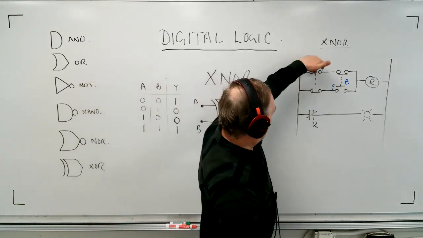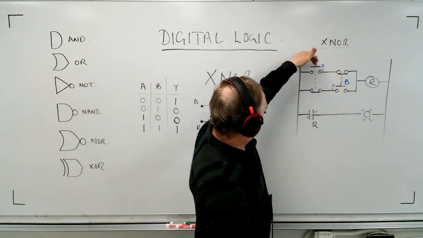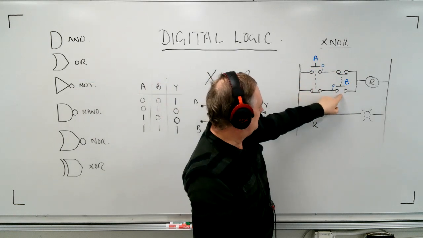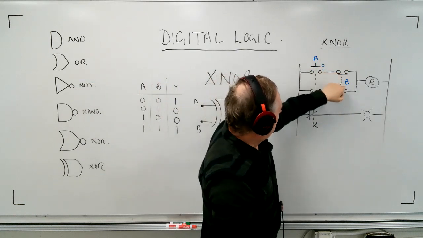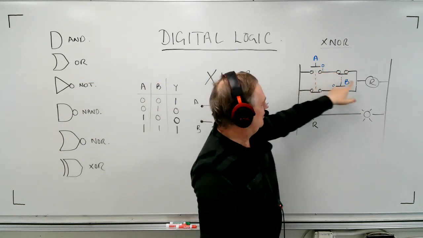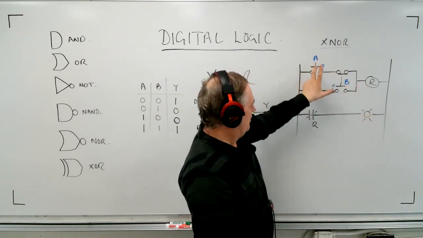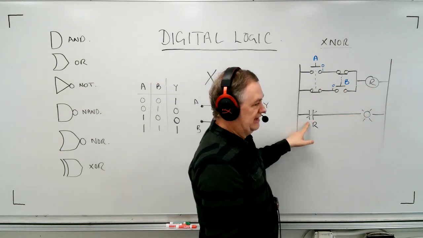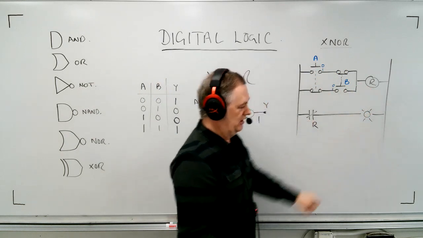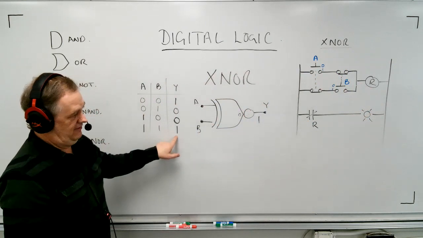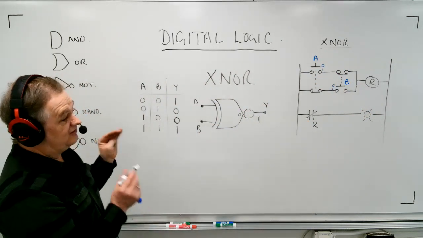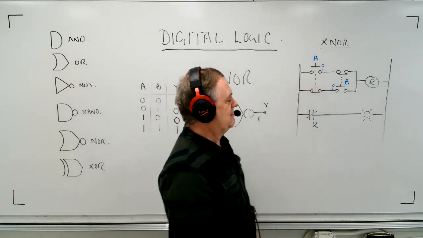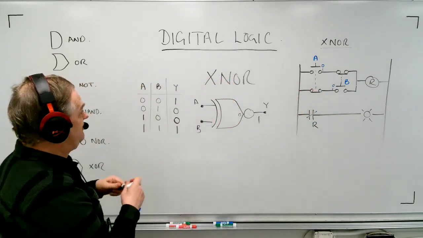Now here's the neat part. What happens if you push A and B at the same time? Well, A, when you push this, opens the line going to the B switch. And when you push B, it opens the line between the A switch and the relay. So if you push them both at once, no energy in your relay, this contact remains closed, and your output remains high. And so you got to see the truth table has to match the actual wiring diagram. This is the comparison, right? So there you see the XNOR.